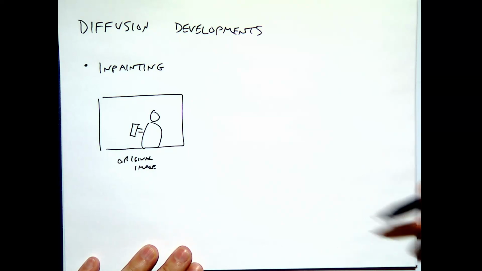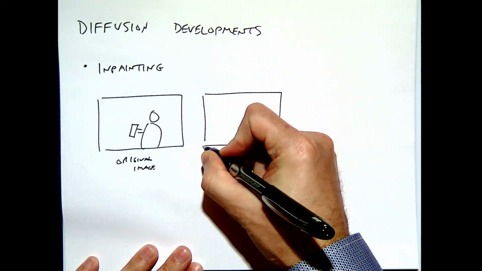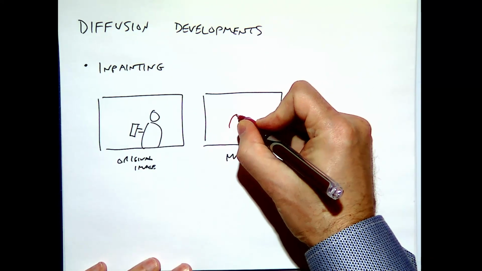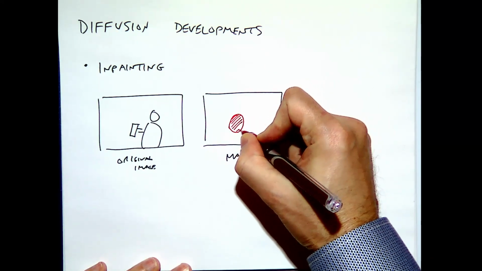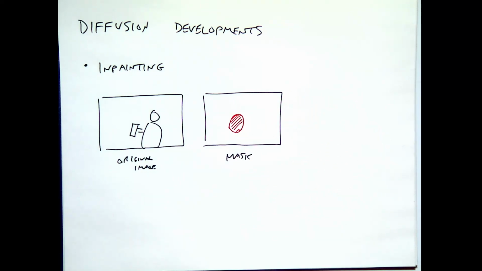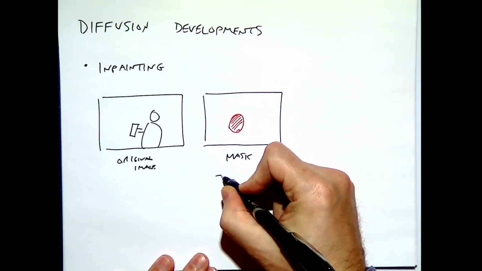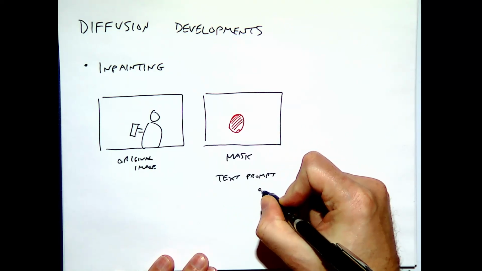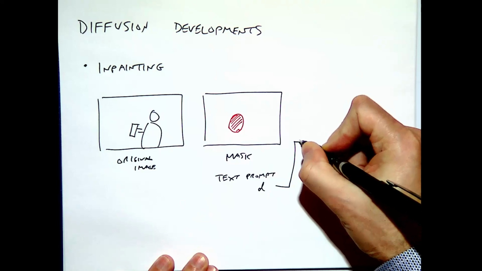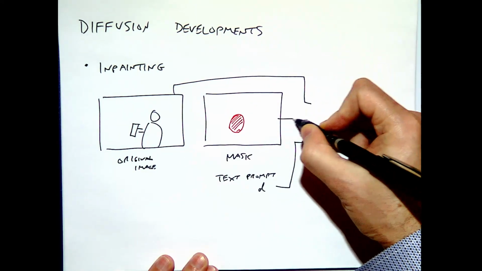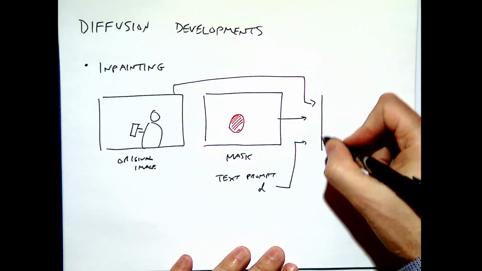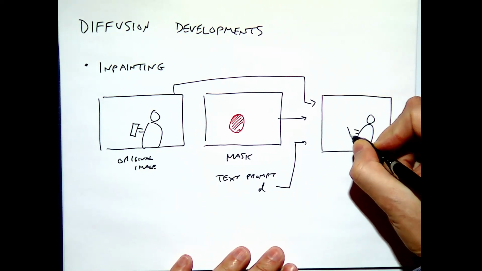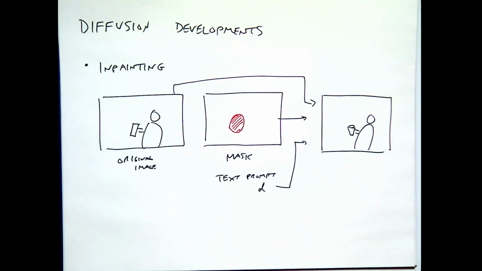Then you have a mask that says, this part of the image I want to replace. And the way this would work is we would also supply some sort of text prompt. Let's call that D. Then these three things go into some sort of model, and now you've got the guy holding a cup of Starbucks or a cat or whatever.